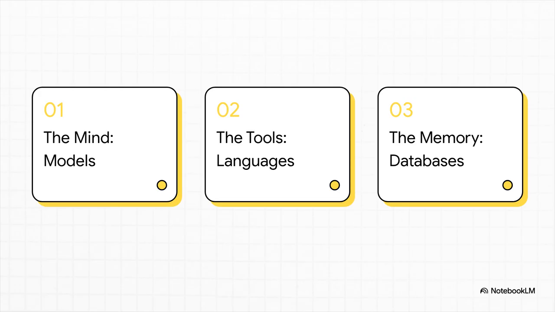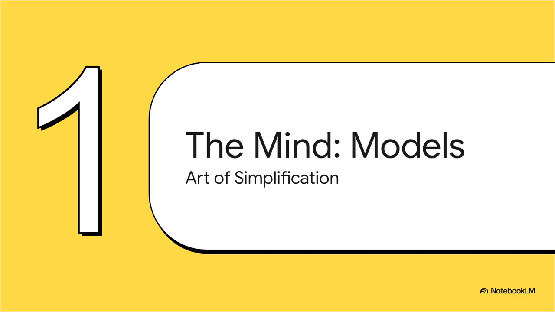First up, we've got the mind. That's the financial models, the theoretical blueprints. Then we have the tools. These are the programming languages that bring those blueprints to life. And finally, we have the memory, the massive databases that remember literally everything. All right, let's start with the mind of this machine.